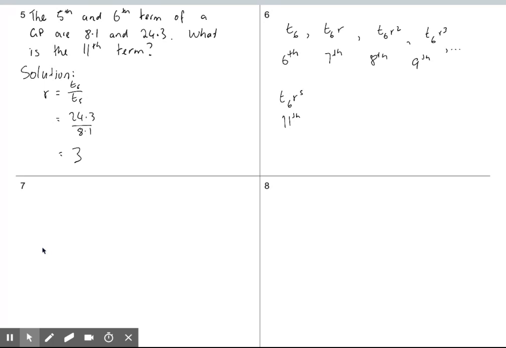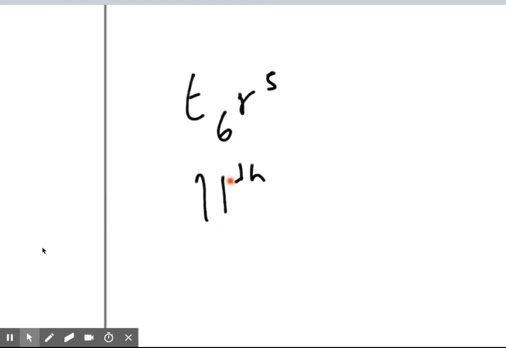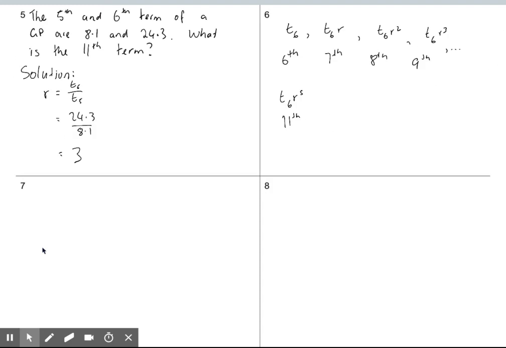How do we work out this number here? Well, it's going to be 11 minus 6. So 11, take away 6 will give me the power here. It's going to be the number of times I'm multiplying by R to get to the 11th term. In general, I hope you can see that if I add those two numbers together, I should get the term number I'm looking for. Okay, so let's write that down.